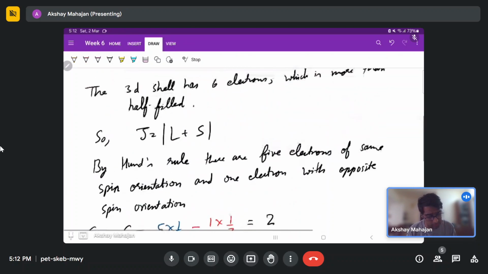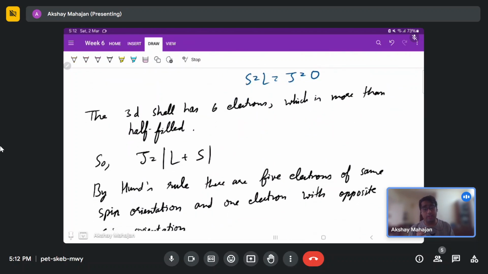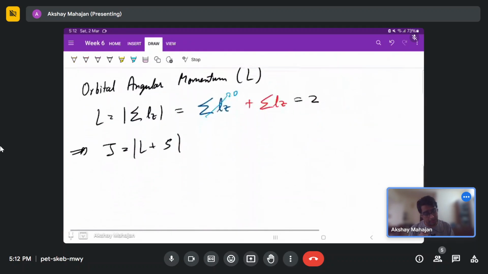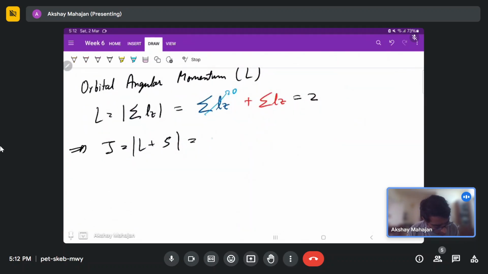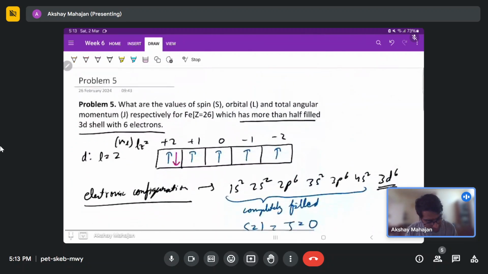So that is Hund's third rule. By Hund's third rule, J is equal to mod of L plus S, because it is more than half filled. So it will be 2 plus 2 equals 4. So this will be our answer: S equals 2, L equals 2, and J equals 4. Alright, so this was our problem number 5.